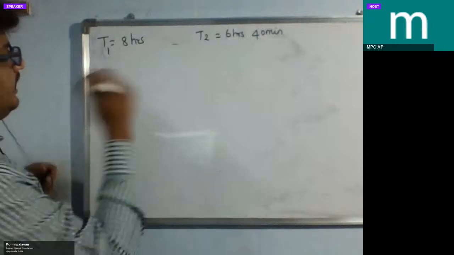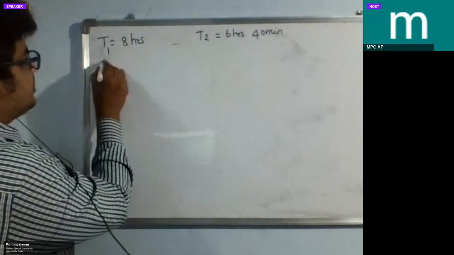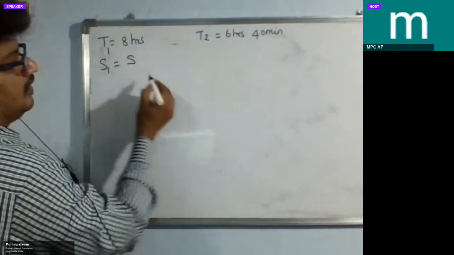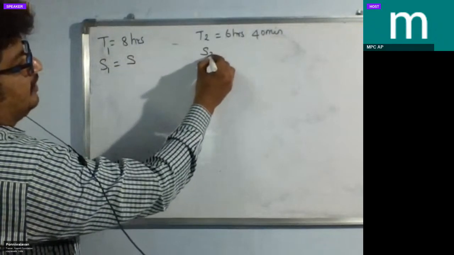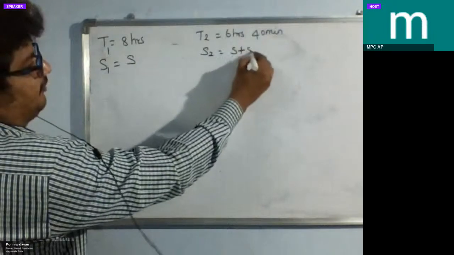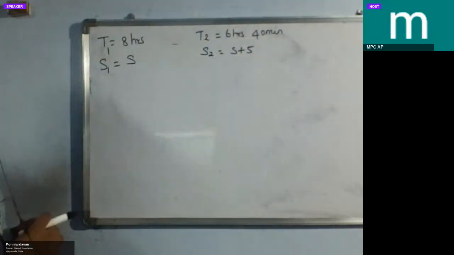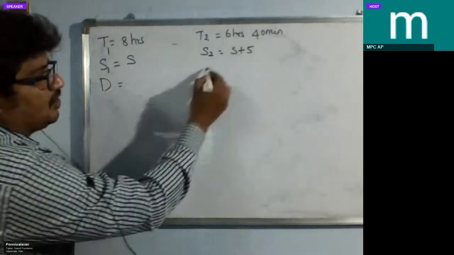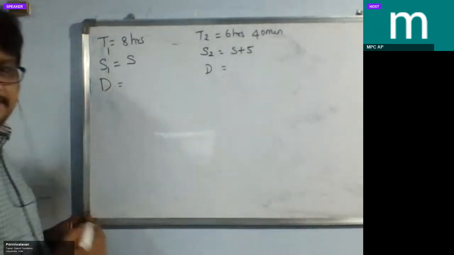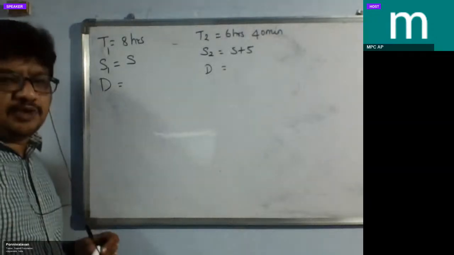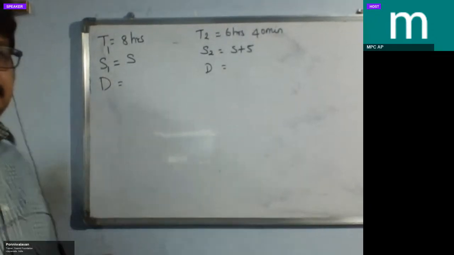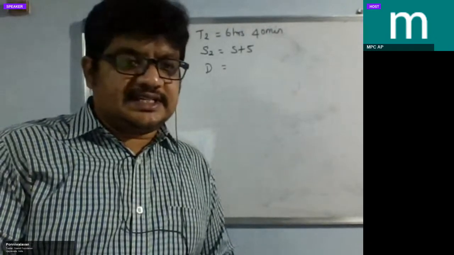Next, what is the speed? Do you know the actual speed? No. And the second time he increased the speed by 5. So what is the distance in both cases?